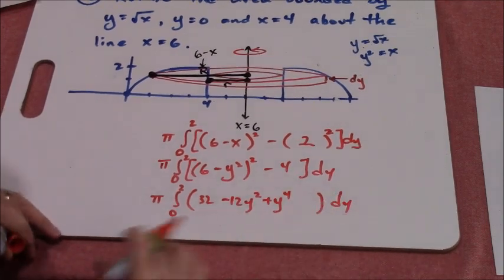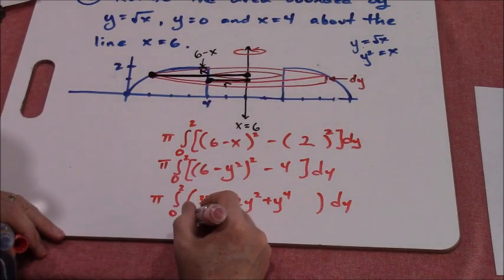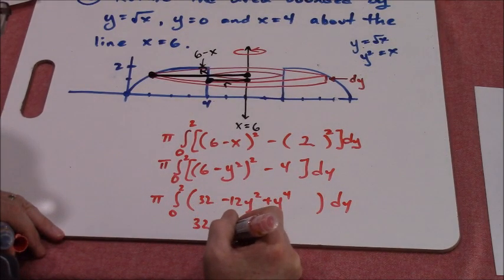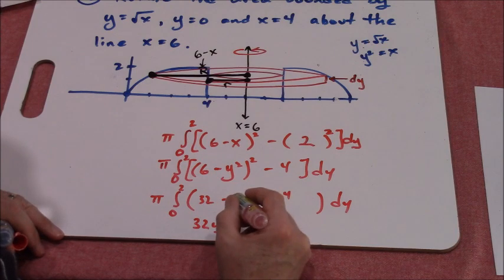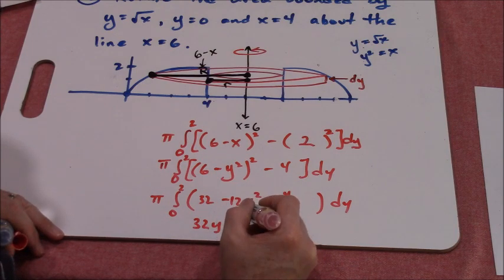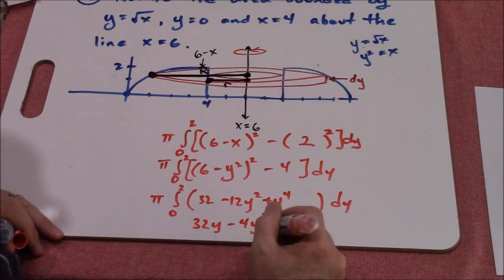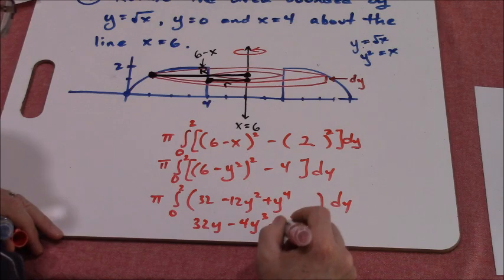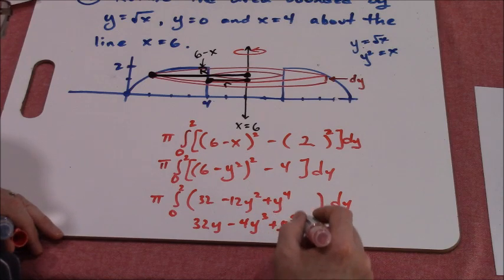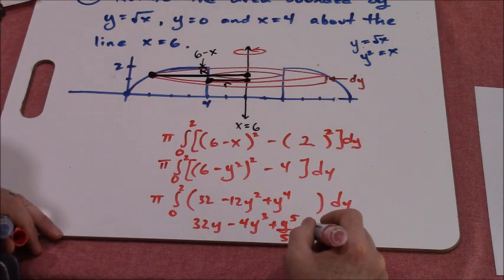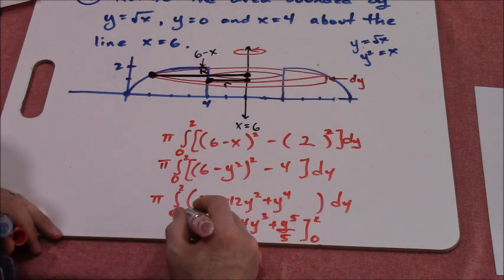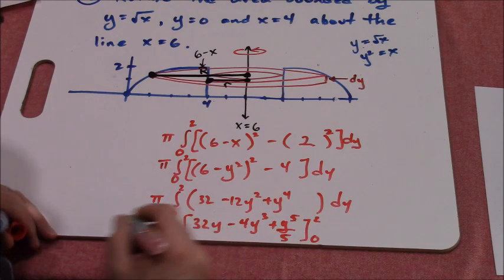And now I'll go ahead and integrate that. So I'm going to get 32y minus 12y to the 3rd over 3. That'll become 4y to the 3rd plus y to the 5th over 5. We're going to evaluate that from 0 to 2 and then multiply it by pi.